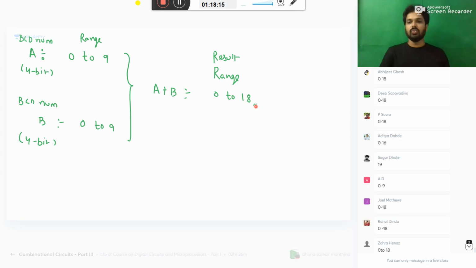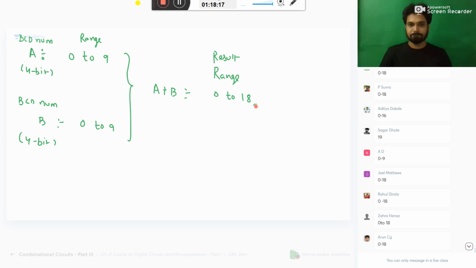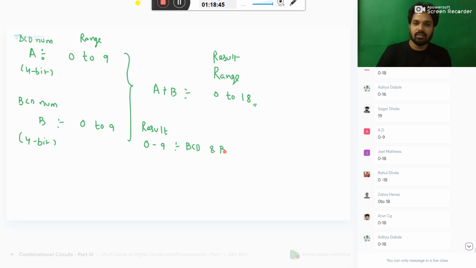So this is what you understand here. Please see. If your result is 0 to 9, it depends on the input. Now 0 plus 2 can be added, 1 plus 2, 3 plus 4, 5 plus 6, any numbers can be added. So if your result is in the range of 0 to 9, BCD and binary results, what does that mean? Same.